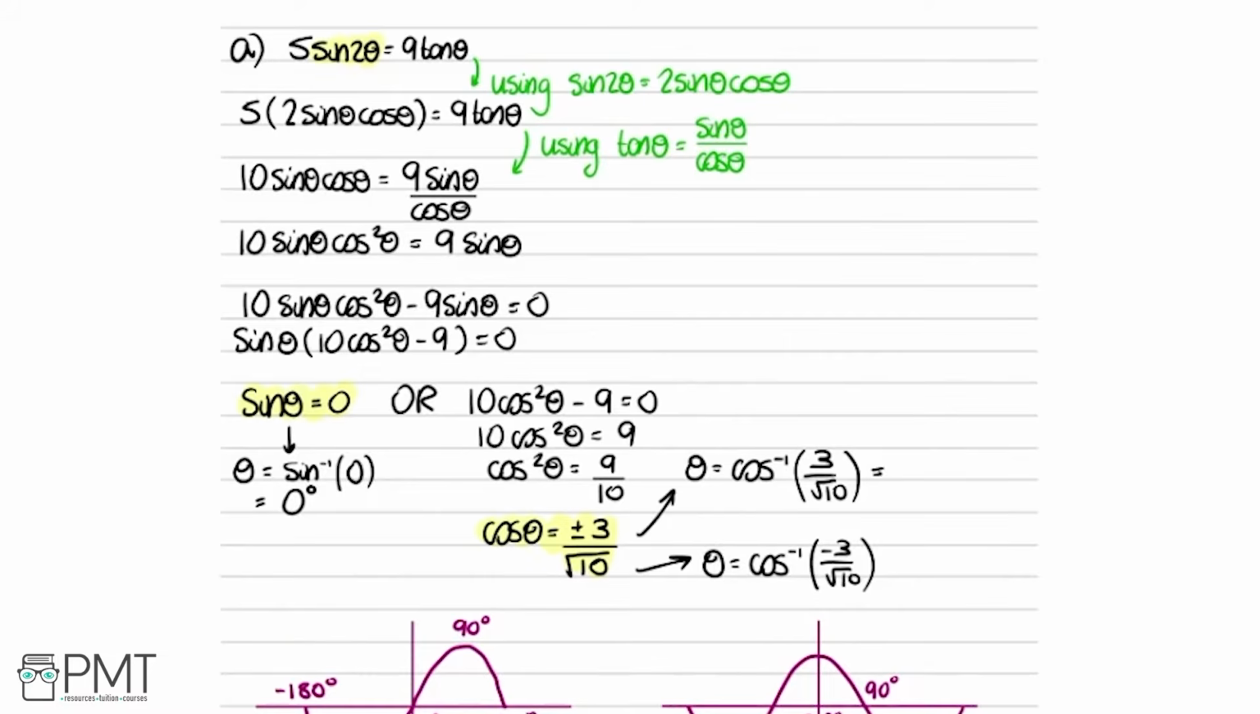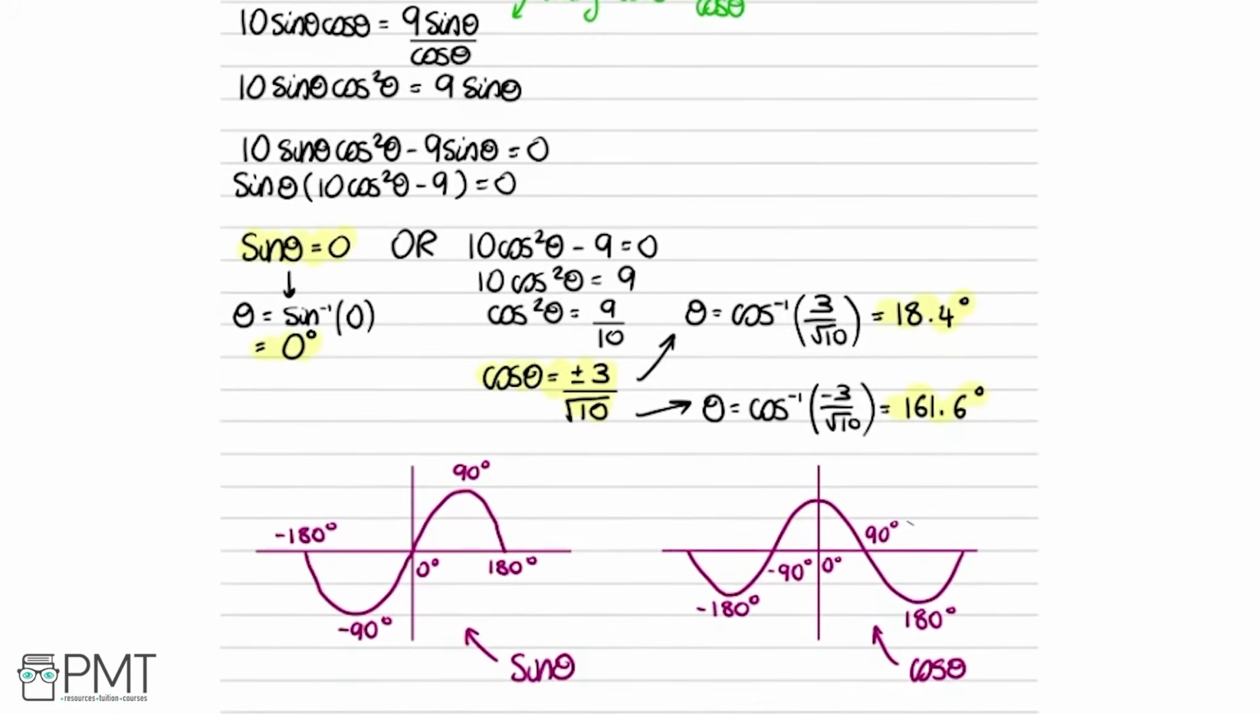Which, if we put these in the calculator, and in the question it says to one decimal place, so we're going to give it to one decimal place, we get 18.4 degrees and 161.6 degrees. However, our calculator doesn't give us all the solutions, so we've been given these three solutions to work with. However, there are more than this.